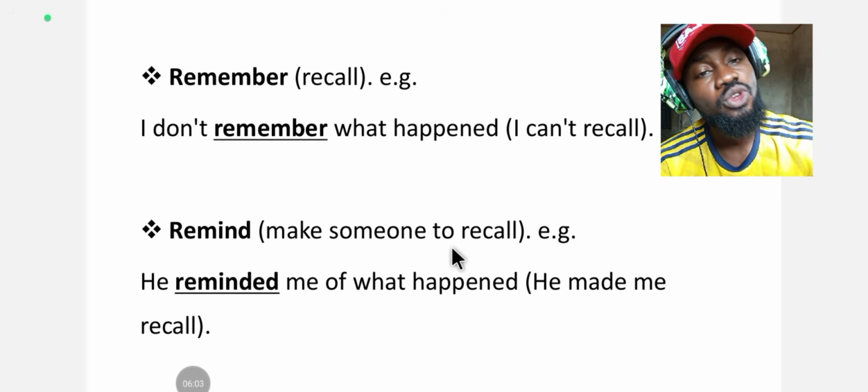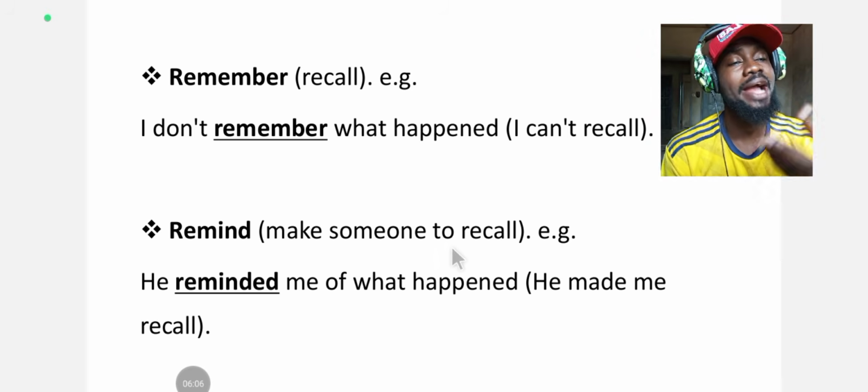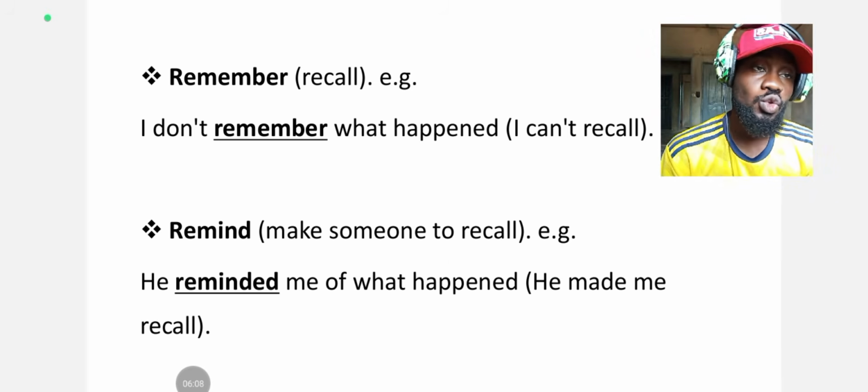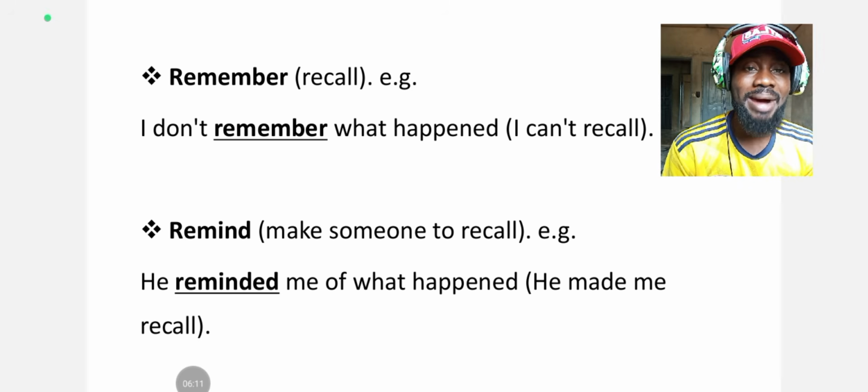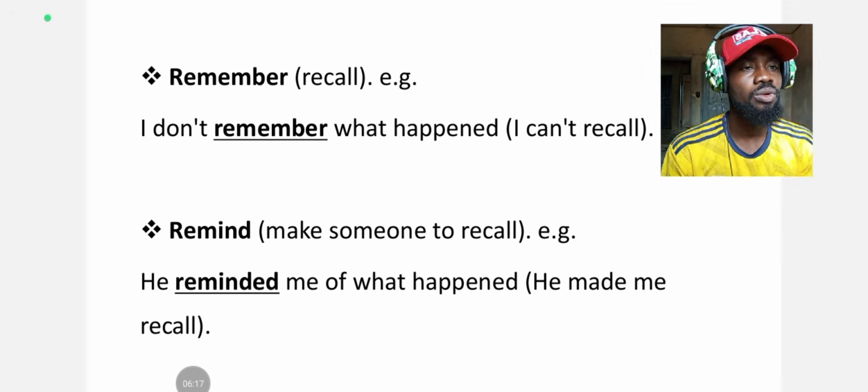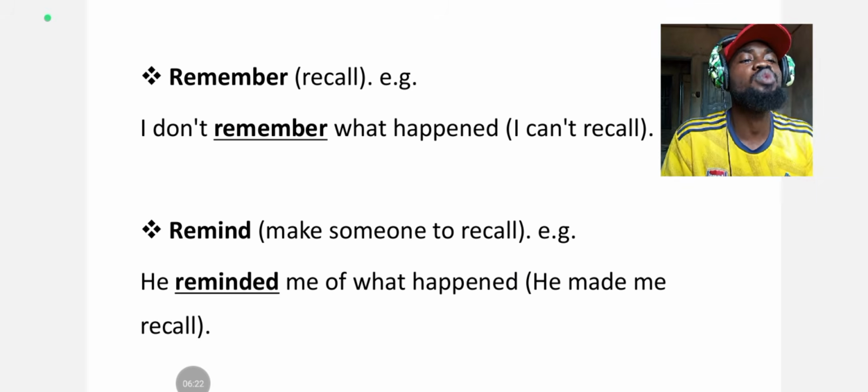So here now you are making someone recall. When you say remind, you are making someone recall. So do not go and say, I want to make you remember it. No. You will say, I want to remind you.